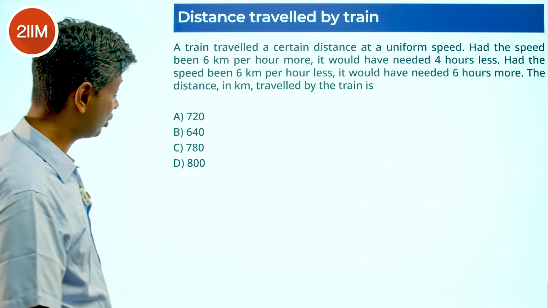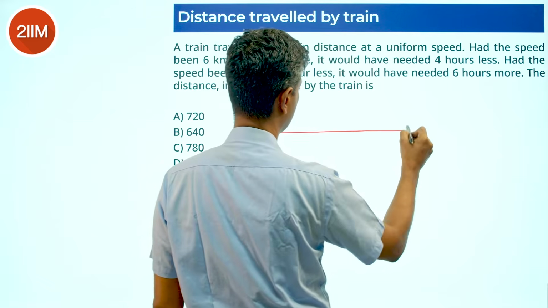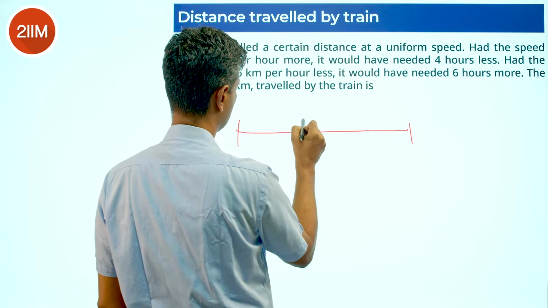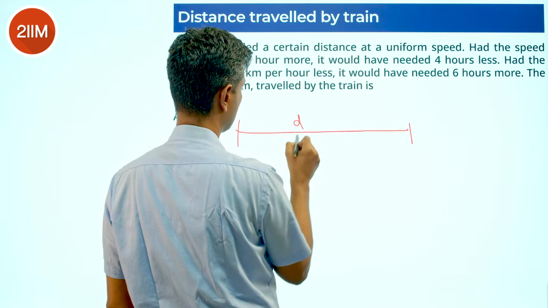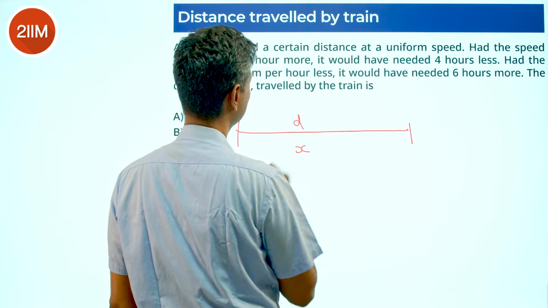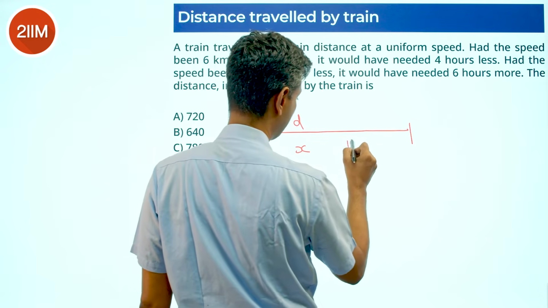A train traveled a certain distance at a uniform speed. So distance d at a speed x, taking time t.